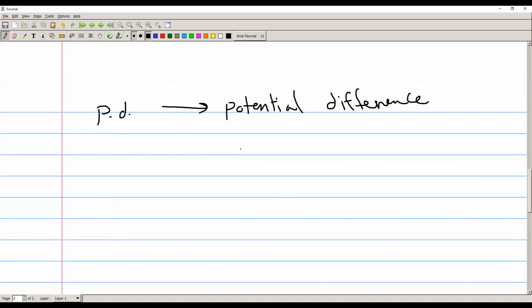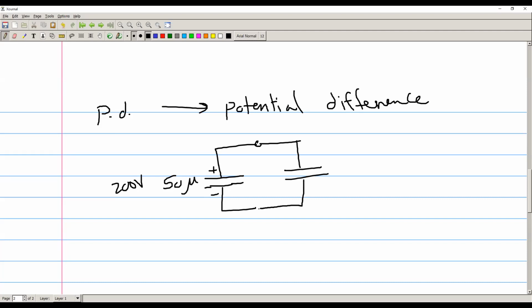So basically you have a 50 microfarad capacitor that was charged to 200 volts. It has an initial voltage of 200 volts. What you did is just connect another capacitor in parallel with it. I think it was 30 microfarads. Let me check. Yes, it's a 30 microfarad.